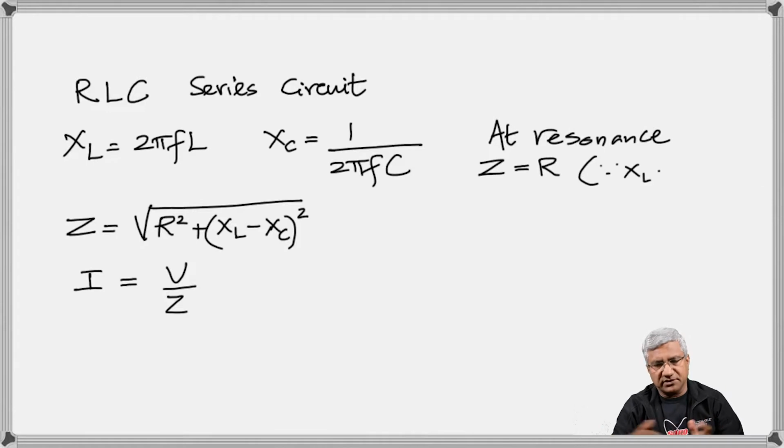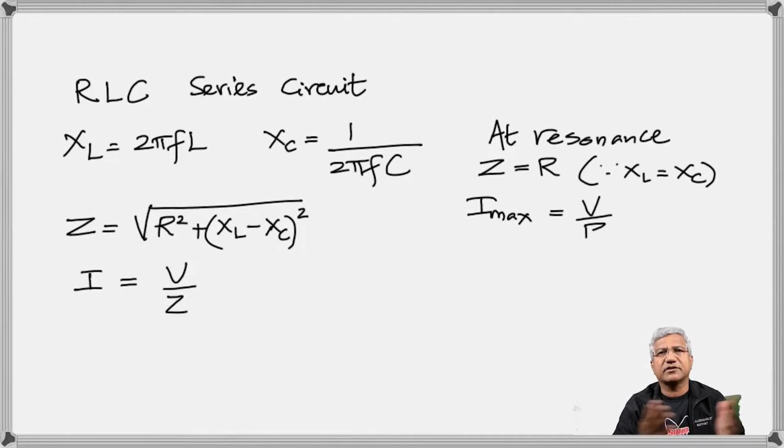Well, because XL is equal to XC. Again, that's the third time I'm saying that. That's so important. And then current is maximum, remember? And that maximum current is the voltage by resistance, because the impedance is equal to the resistance at resonance.